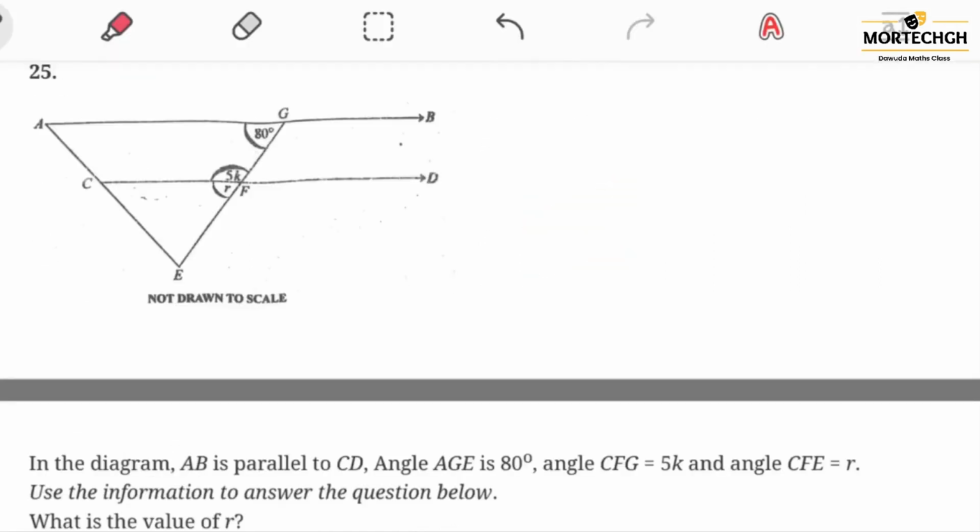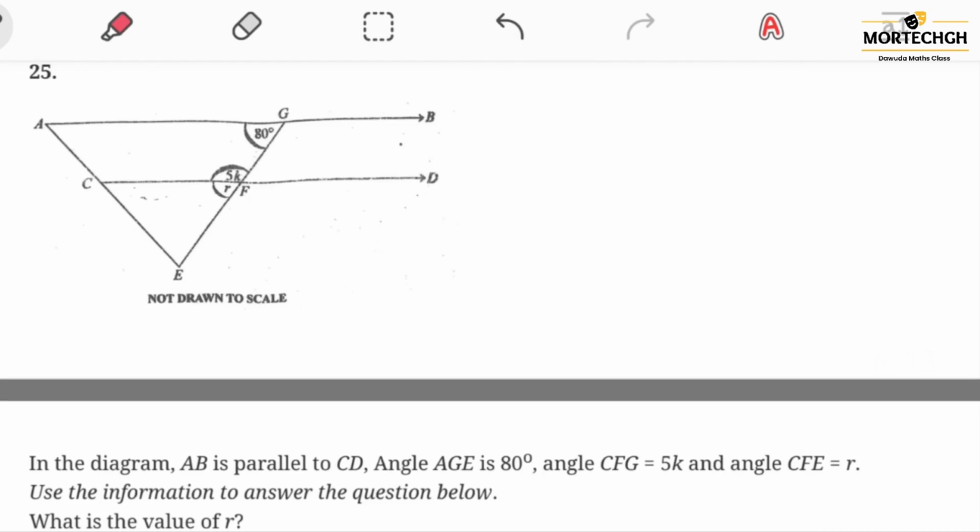From the diagram above, they said find R. We have this diagram and we are asked to find R. For us to find R, we just apply a simple principle. We state that angle AGF is 80 degrees. And angle CFE is R. The angle they form there is R.